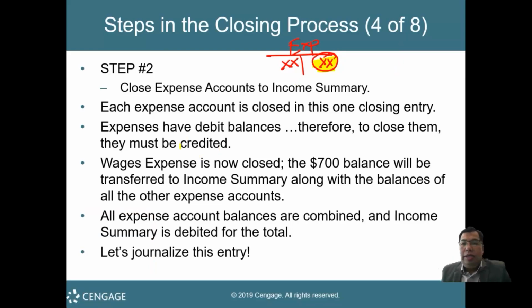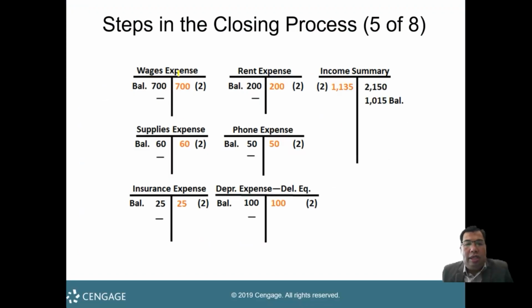Expenses have debit balances. Therefore, to close them, they must be credited. Wages expense is now closed. 700 will be transferred to income summary. All expense account balances are combined, and the income summary is debited for the total. For example, you have wages. This is your balance, 700. How to close these wages? Credit 700, so 700 becomes 0.